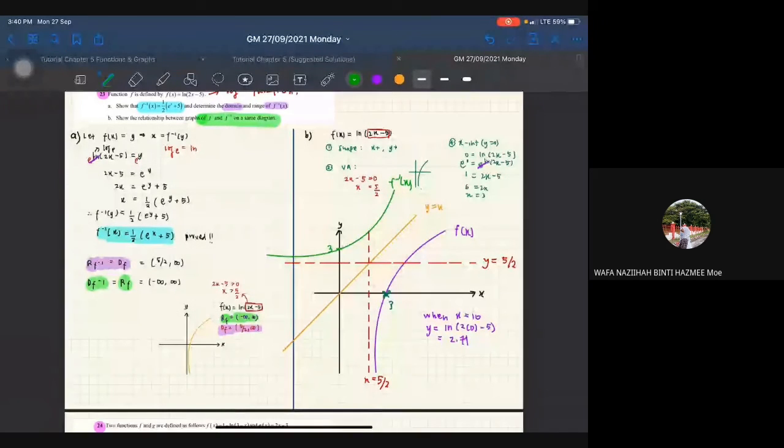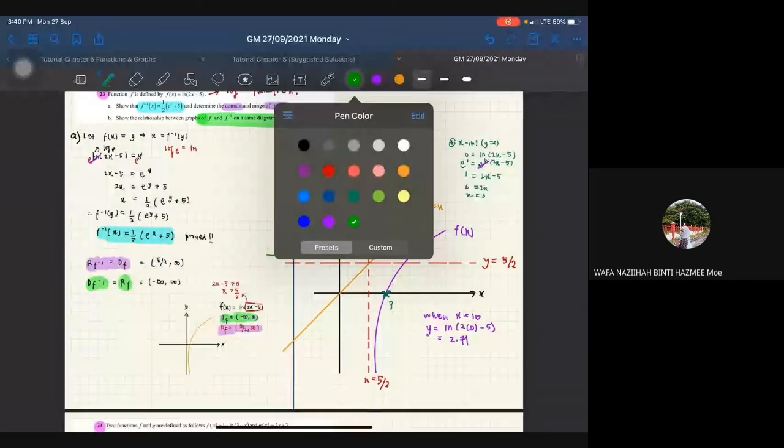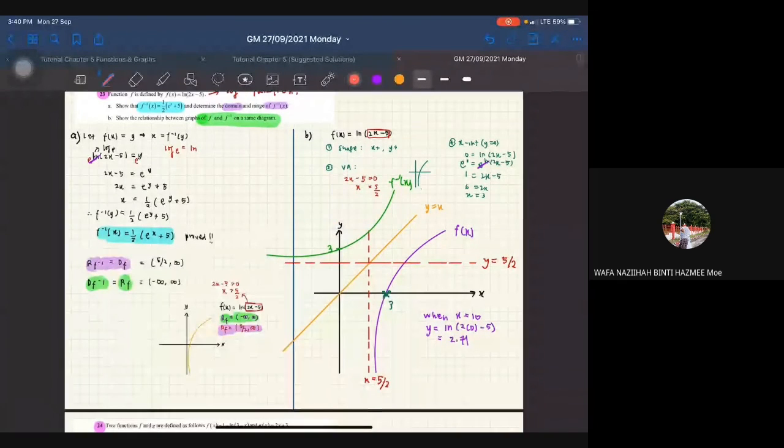Okay, so kalau kita try plotkan this point, so 10 is somewhere here. And then 2.71 dia dekat atas sikit je daripada sini. Okay, so maksudnya dekat sini. Okay, so saya tarik sikit graf saya ke sana. Okay, so bila dekat f(x) adalah point (10, 2.71). So saya tulis point dekat sini. It is (10, 2.71).